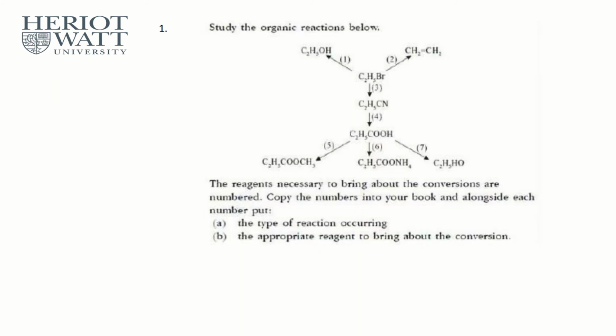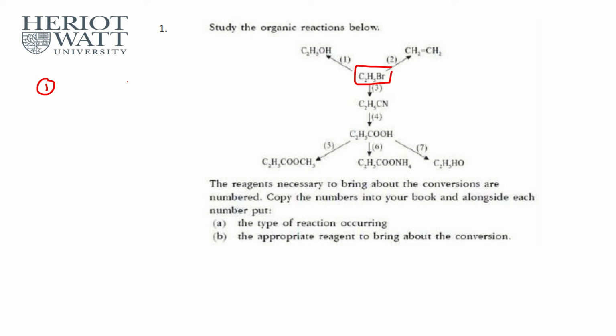Let's look at the first question. Study the organic reactions below. Sorry, the image is a bit blurry when I copy it to the PowerPoint. Let's look at the first one. We shall focus on C2H5Br going through reaction number 1. Basically, you're changing the C2H5Br into an OH. If you look at the structural formula for both compounds, the only difference is that OH substituted the Br.